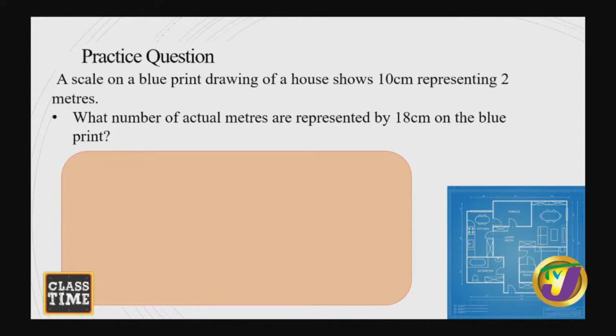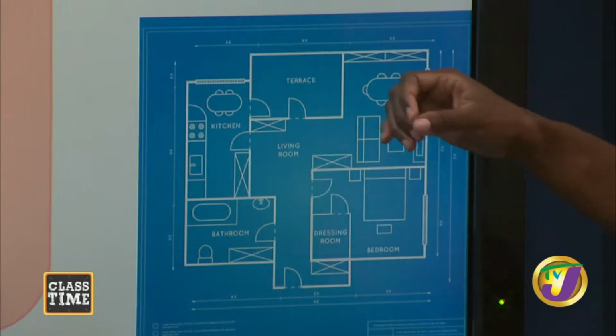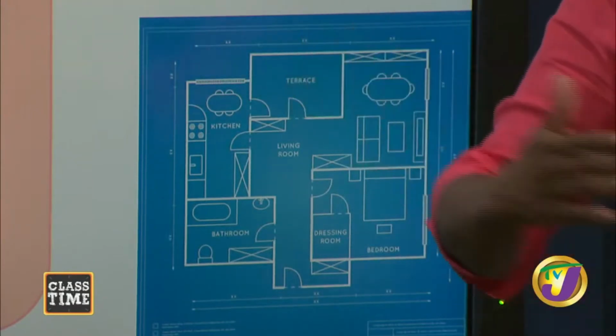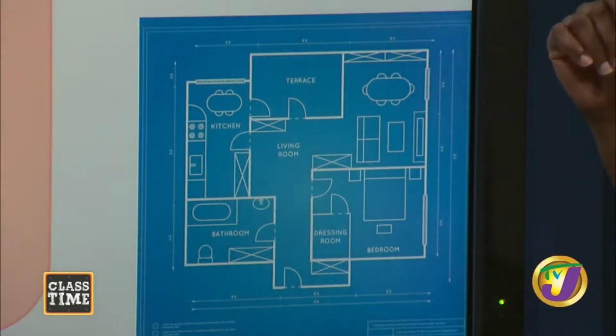The question is, what number of actual meters are represented by 18 centimeters on the blueprint? So that means when I go 18 centimeters on the blueprint, how much is it in my yard, my land space, or that area where that person wants to do the building? Okay, good. I can appreciate that. So let me do this now.